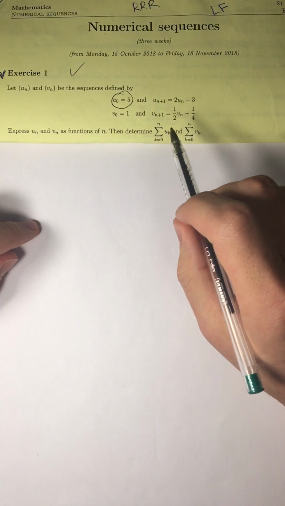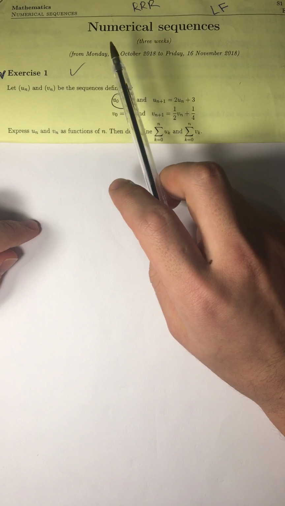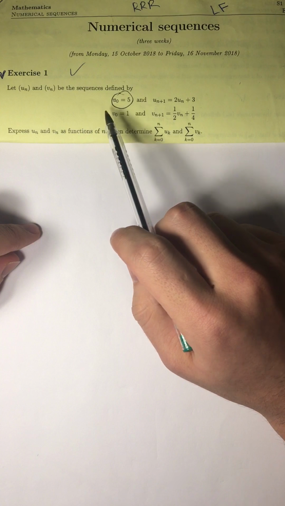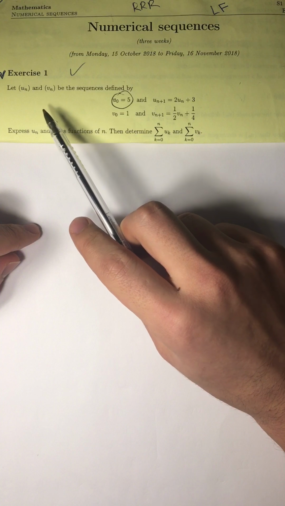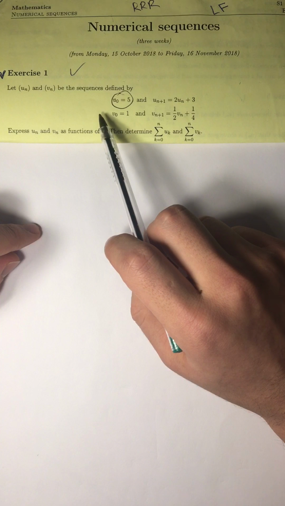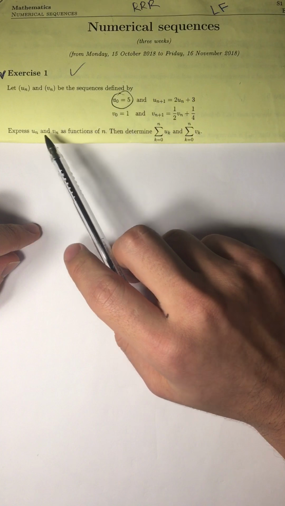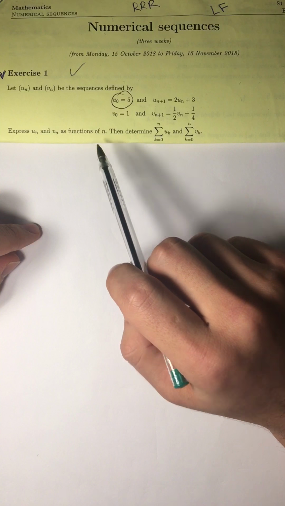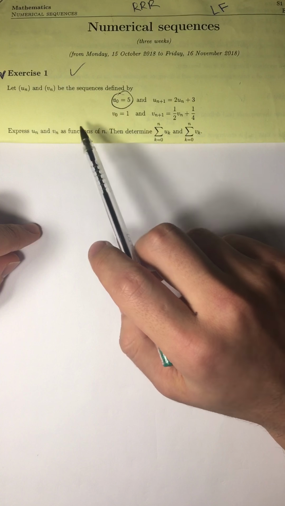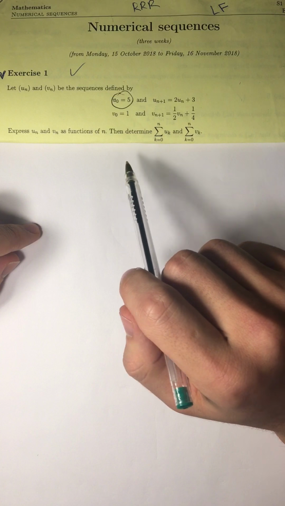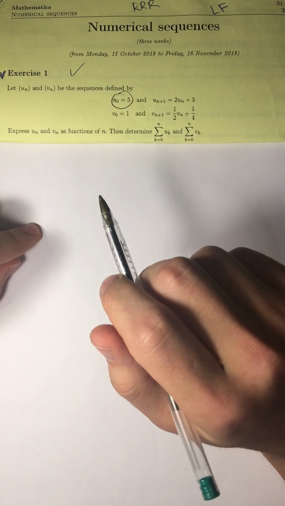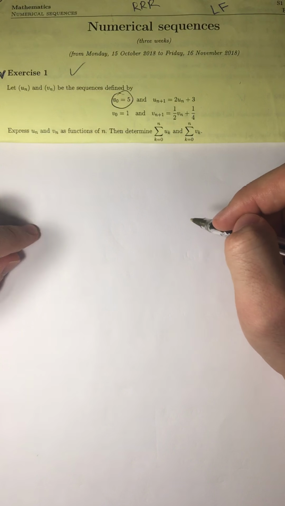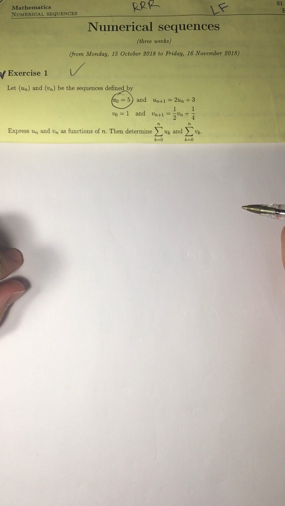So this question is from one of the worksheets. The topic is numerical sequences. In exercise 1 we have un and vn. It's given. So we gotta express un and vn in terms of n, or as a function of n, and then we gotta calculate the sum. This part is quite hard, but calculating the sum is easy. So let's start. The goal is to get a full point on the final test if this question comes up. In order to get the full point, we need 3 steps.